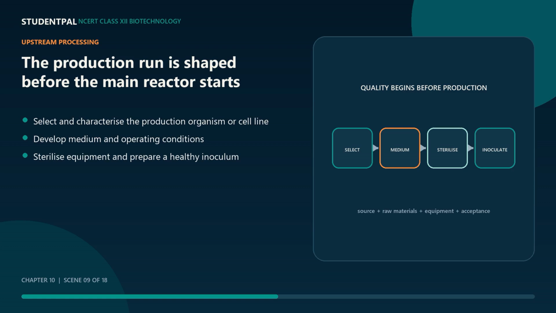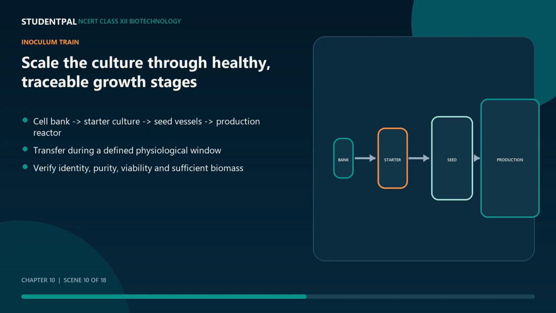Weak inoculum quality can create a long lag phase, altered metabolism, or failed production, even when the main reactor settings look correct. Upstream acceptance criteria turn preparation from an informal sequence into a controlled manufacturing stage. An inoculum train expands a small characterized culture into enough healthy biomass to start the production reactor. A vial from a qualified cell bank is revived and transferred through a starter culture and progressively larger seed vessels.